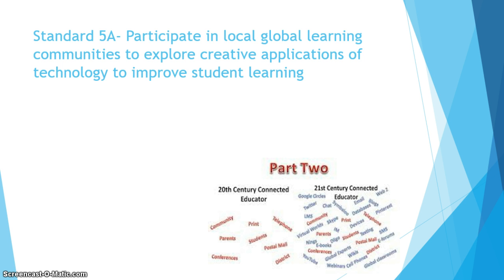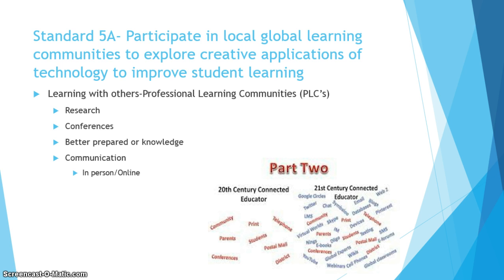So 5A: participate in local and global learning communities to explore creative applications of technology to improve student learning. Well, first of all, PLCs, professional learning communities. Sometimes that scares people. When you think PLCs, think of the big organizations like National Social Studies, National Language Arts. Those are organizations you need to think of and why they're good. They can provide research that says this is working in language arts classrooms, this is working in science classrooms. Then you can bring it into your room and make yourself a better teacher. And if it doesn't work for you, then you're part of the percentage it didn't work for, but at least you tried it. They also provide plenty of conferences you can go to across the country.